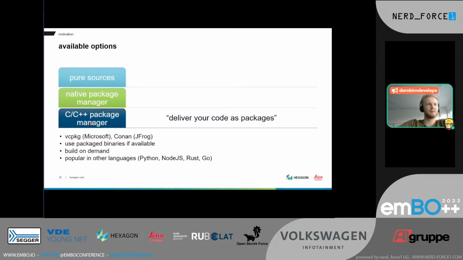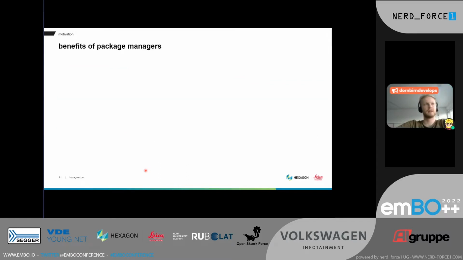So the language package manager, there are popular ones for Python, Node.js, Rust, and Go, for example. Why should not C and C++ have one too? The big strength there is that you can build stuff on demand and have a mixture basically out of pure sources and native package managers. The best of both worlds, so to say. The benefits would be that you can build once and then have these builds shared with others. We will see later how I do that.